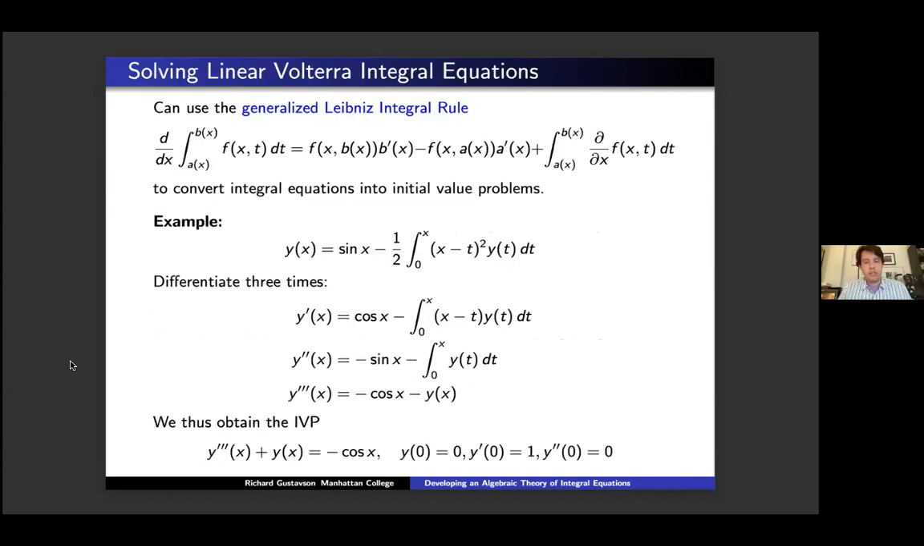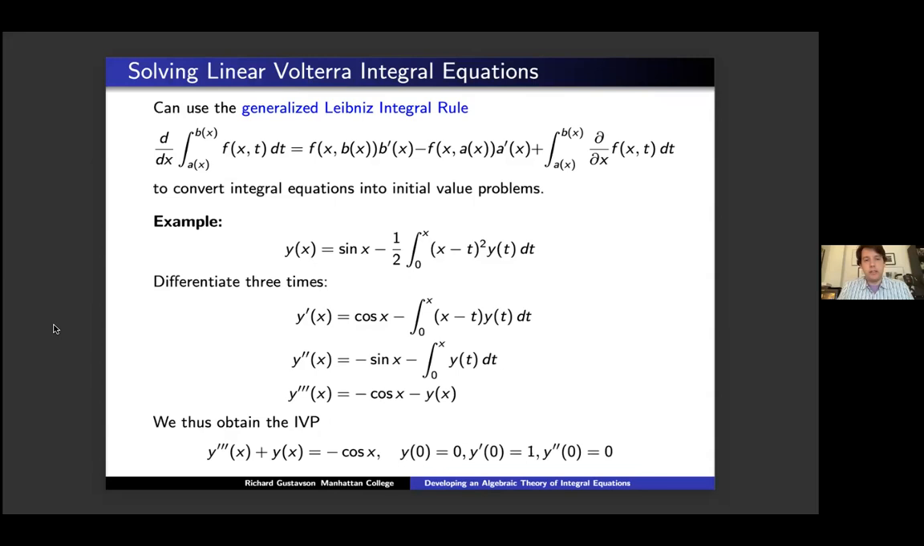Let's talk about just a couple of ways that you can solve an integral equation. This is not an exhaustive list, just a couple of examples. One way is to differentiate the equation enough times to get rid of the integral. Here's an example: we have this integral equation, and if you differentiate three times, eventually the integral goes away, and we end up with the following initial value problem.